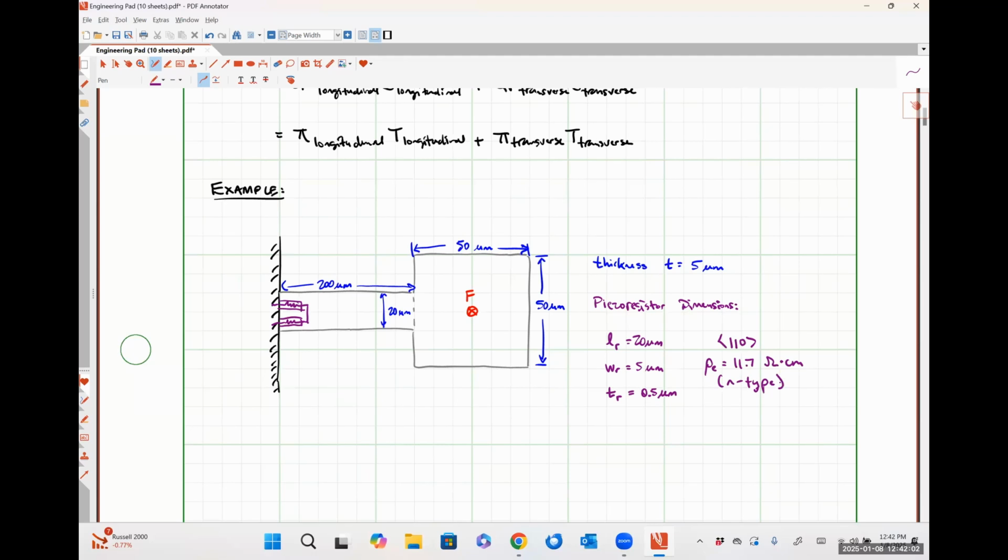Another question that I want to ask you guys just conceptually here. The thickness of our beam is 5 microns. The thickness of our piezo resistor is only half a micron. Do you think that might be a good design or a bad design just intuitively? What do you feel?